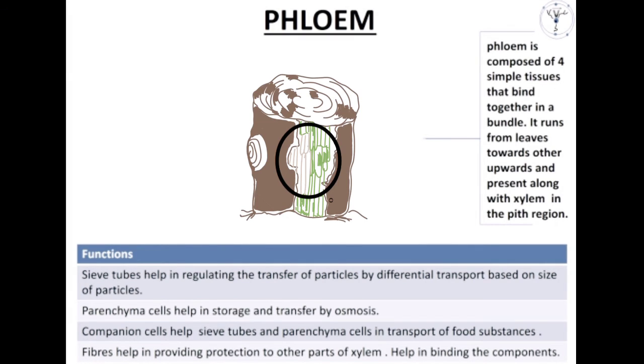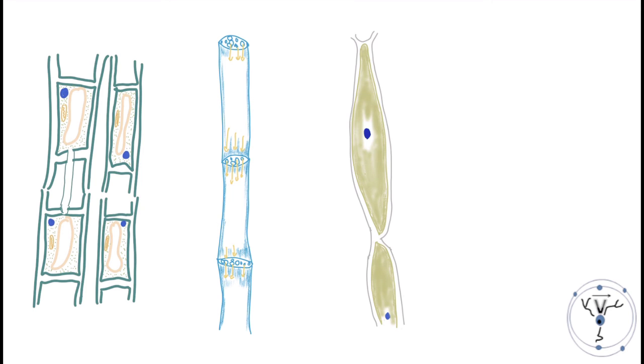Phloem is the second complex tissue that we are going to discuss today. Just like xylem, phloem is also made up of different kinds of simpler tissues. The different components of phloem include phloem parenchyma, phloem sieve cells or sieve elements, phloem companion cells, and phloem fibers.